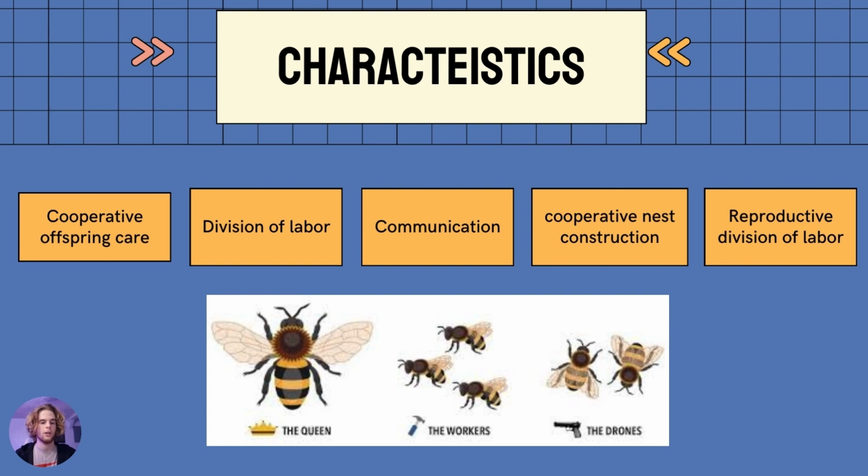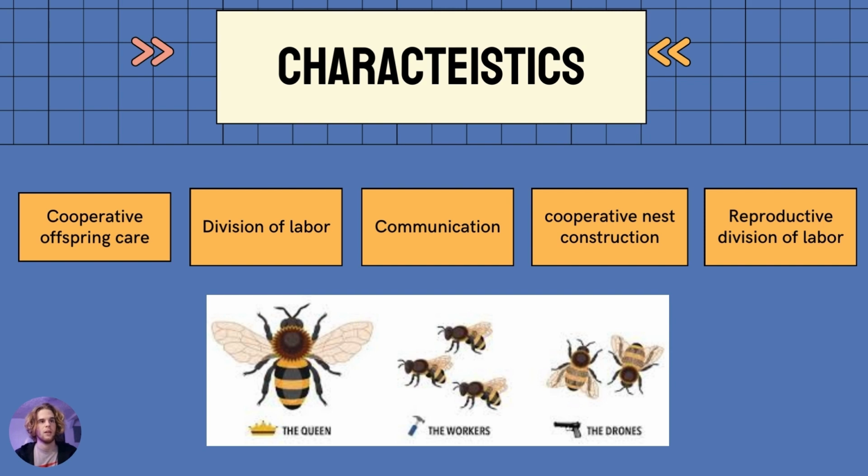And they do communicate, but through various mechanisms such as chemical signals or pheromones, tactile signals, and in some cases, auditory or visual signals. They also cooperate to build their nests using materials sourced from the environment. And finally, in many social insect colonies, reproduction is monopolized by one or a few individuals, while the majority of the colony are sterile and perform non-reproductive tasks.